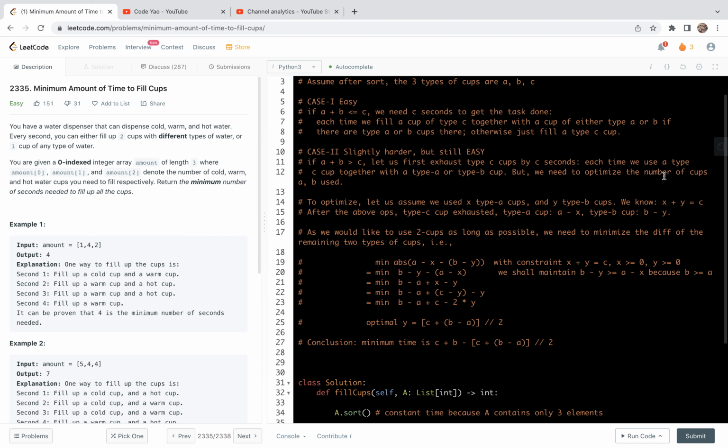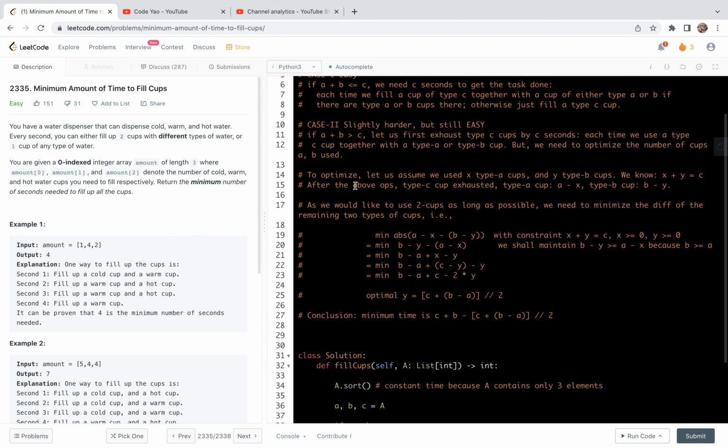To optimize, let's assume that we have used X type A cups and Y type B cups. We know X plus Y should be C, right? After the above operations, type C cups are already exhausted, type A cups remain A minus X, and type B cups remain B minus Y. This is trivial by our assumption. As we would like to use 2 cups at a time as long as possible, we need to minimize the difference of the remaining 2 types of cups.